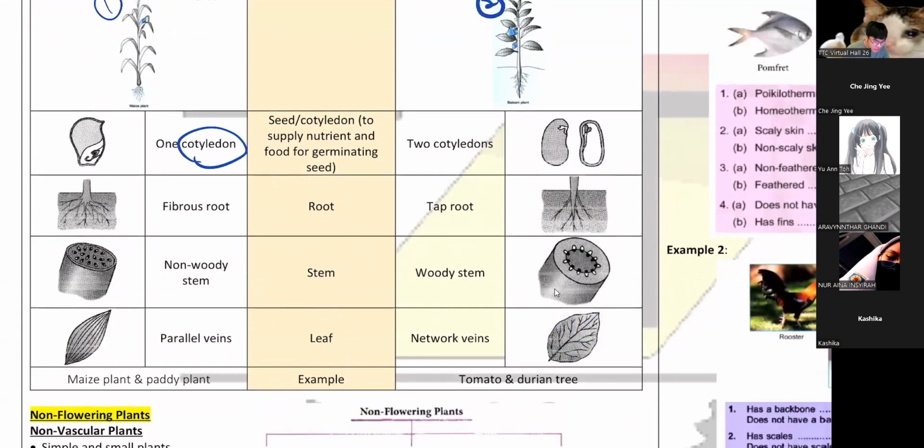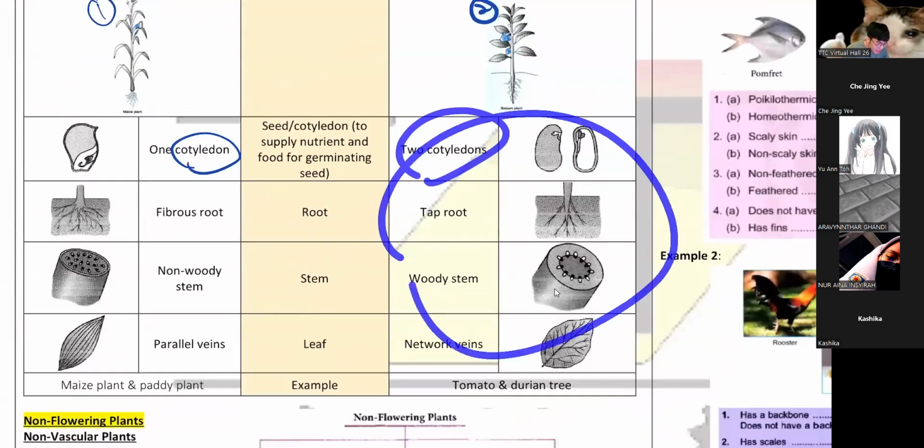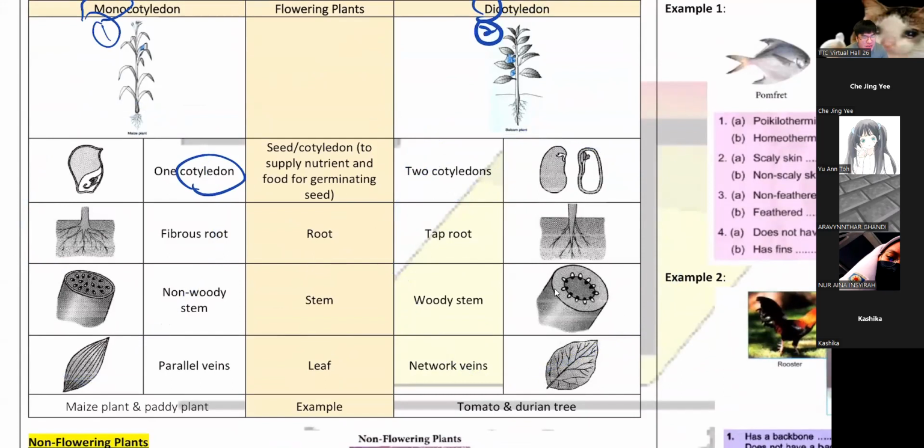Okay, so as you can see, this is mostly in taller trees like durian tree, rambutan tree, mango tree. They are all dicot. Okay, they are all dicot because they all have this. And then this one is like what? Your paddy lah, sunflower lah, jagung lah.